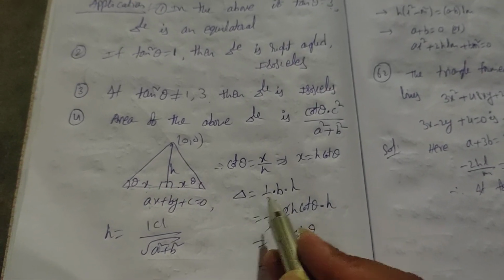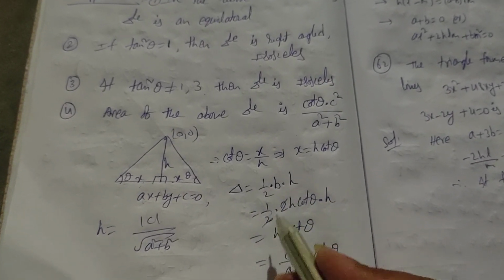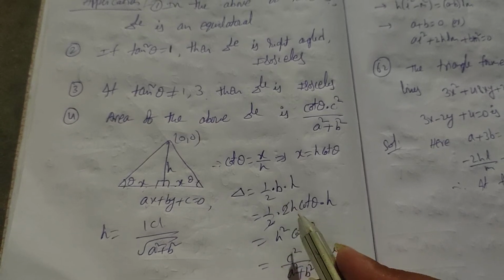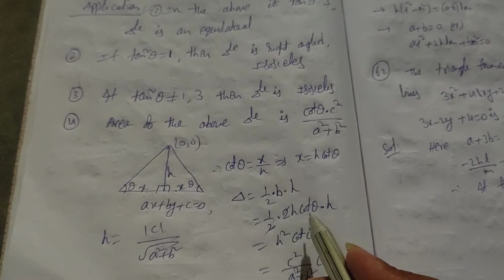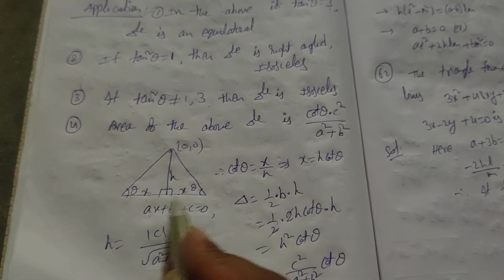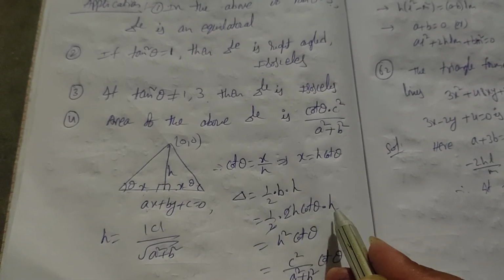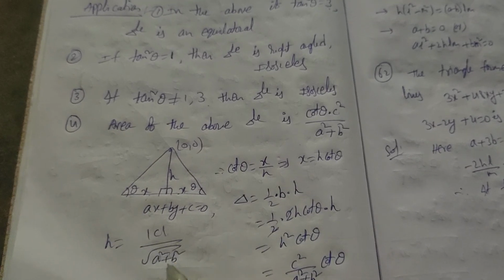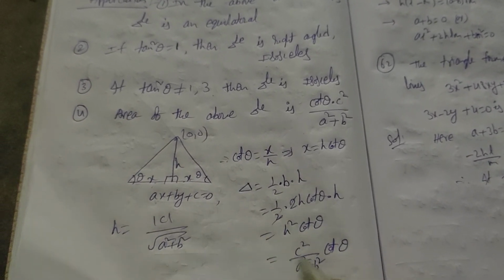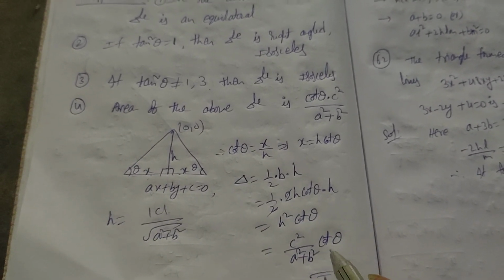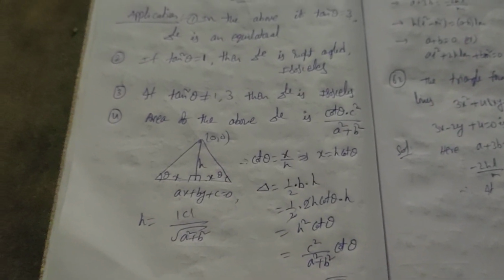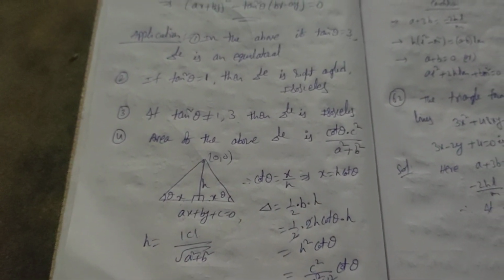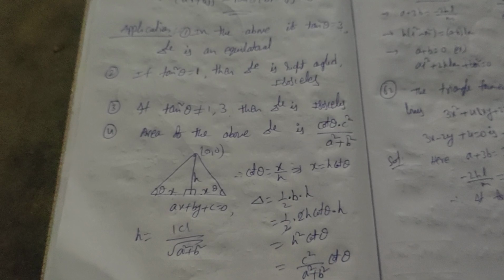So area is equal to half into base into height. So half into base, which is 2h cot theta, that is base is 2x, 2h cot theta, into height h. So h into h, h square, you can write as c square by only a square plus b square. Okay, c square by a square plus b square into cot theta. That is the answer for this question. So based on this concept, we will discuss some problems in the next video.